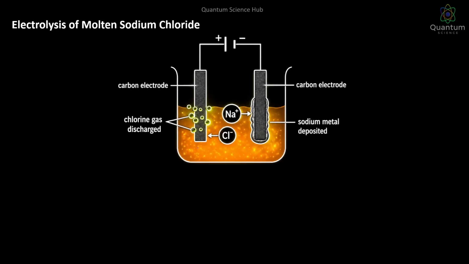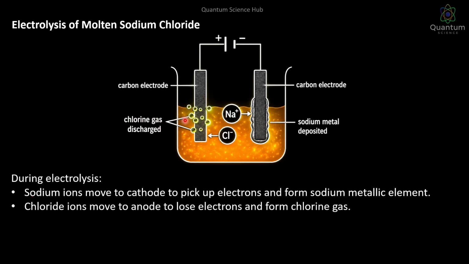The ions of sodium chloride are Na positive and Cl negative, right? So Na positive will go to the cathode, or the negative electrode, in here. And Cl negative will go to the anode, or positive electrode, which is in here. As we know, sodium is a metal, right? So the sodium metal is deposited. It means it will get thicker and thicker over time. While chlorine is a gas, so the chlorine gas is discharged in here.